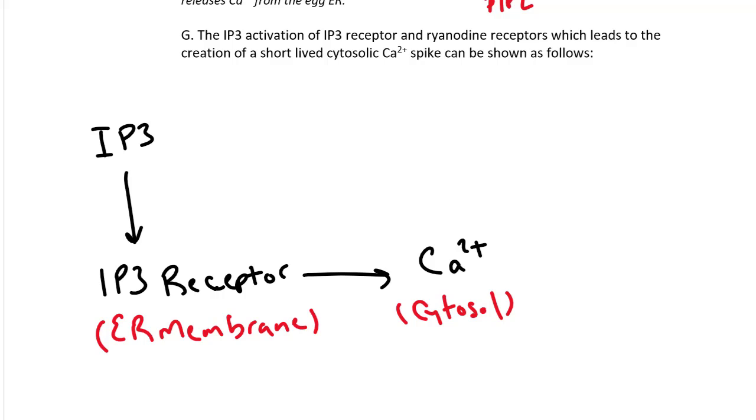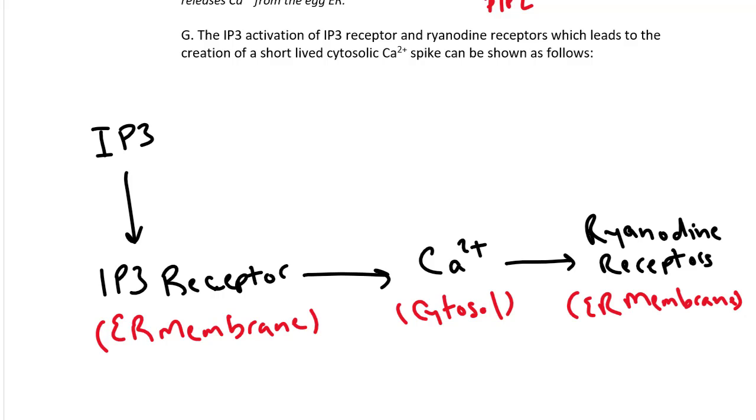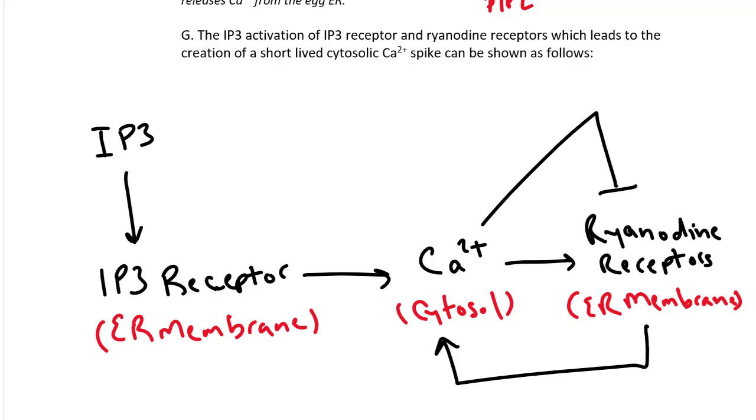And of course, once you start releasing calcium, you go ahead and activate the ryanodine receptors. And these are also on the ER membrane. These are calcium channels, meaning that you're going to increase the amount of calcium, so this is a positive feedback loop. Calcium, as its concentrations increase in the cytosol, will go on to inhibit both the ryanodine receptors and the IP3 receptors.